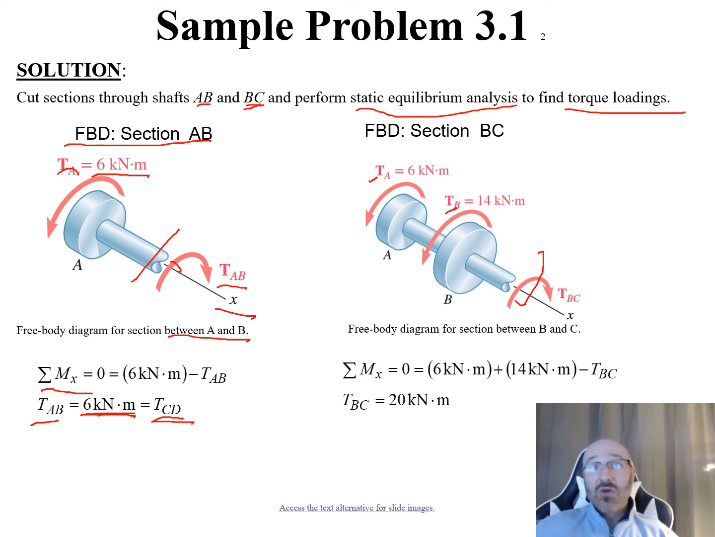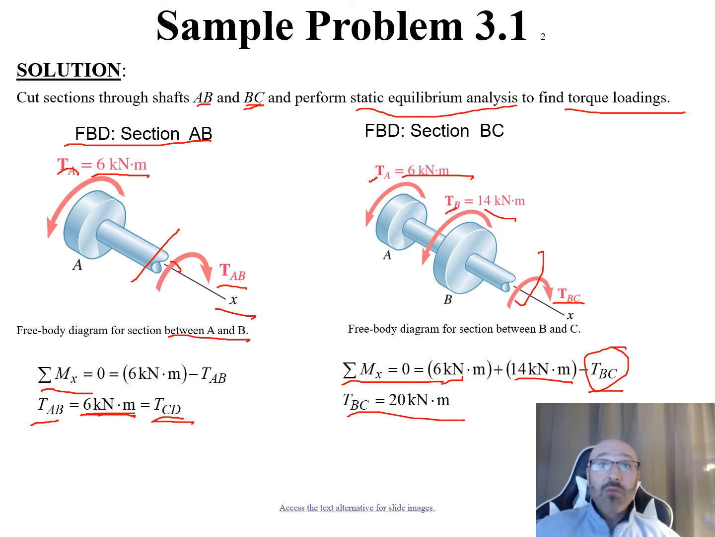Then I'm going to have my torque at BC, which is going clockwise, the opposite direction for our right-hand rule. So we say the summation of moments in our x direction is equal to 0. Well, we have a positive 6 kilonewton meters and a positive 14 kilonewton meters, minus, this is negative, going clockwise compared to counterclockwise, our torque at BC. This is all equal to 0. We can rearrange our only unknown, one equation, one unknown, our torque at BC. Torque at BC is equal to 20 kilonewton meters.